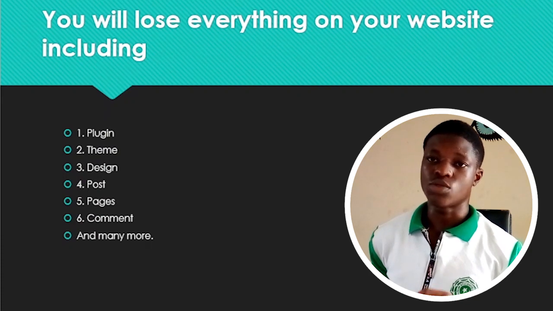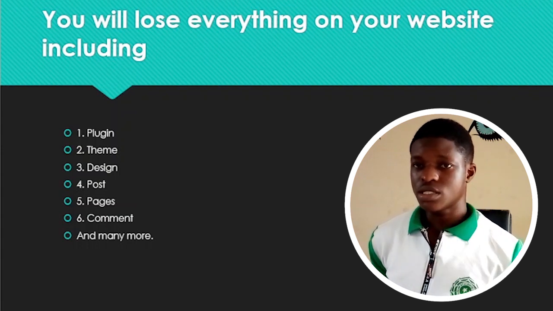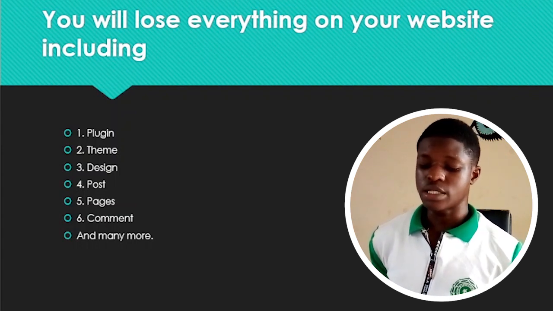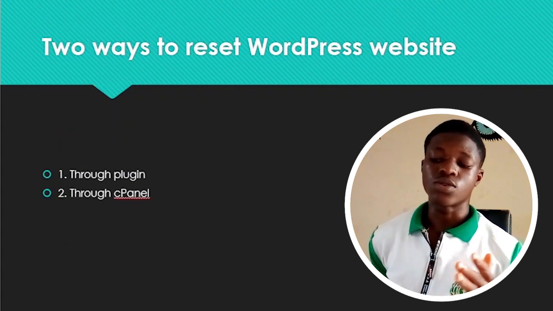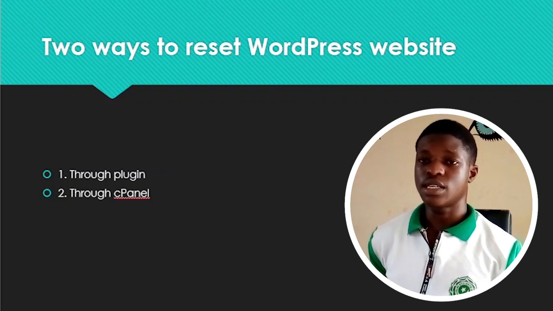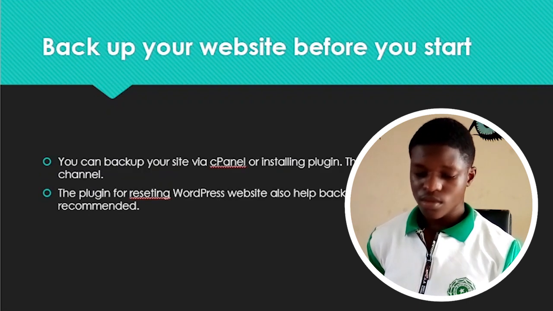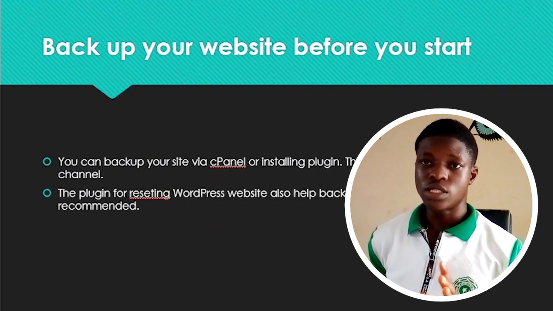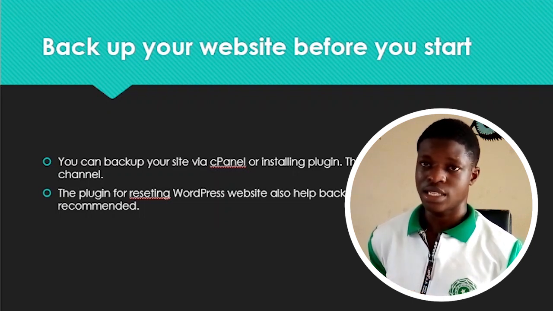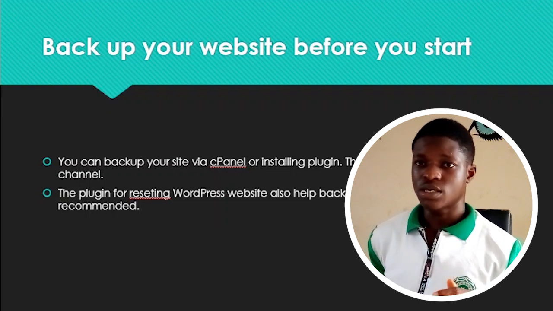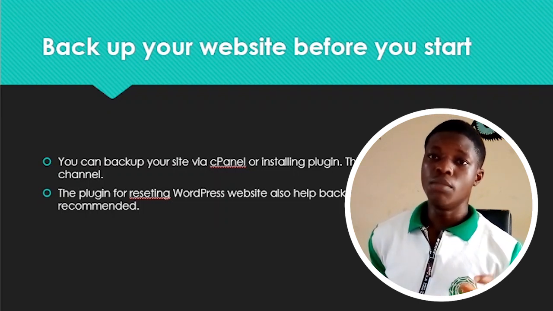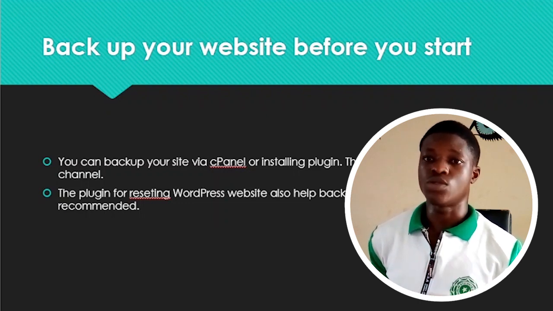Another thing to keep in mind is that when you reset your WordPress website, your plugins, your themes, your design, your posts, your pages, your comments, everything on your website will be lost. There are two ways to reset your WordPress website, as we said earlier in this video: through a plugin and through cPanel. I hope I have shown you these two methods. Make sure you back up your website before you start resetting it.